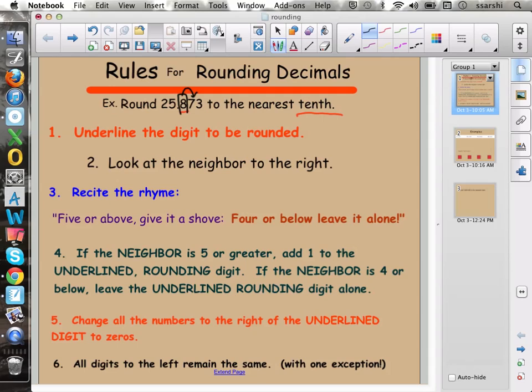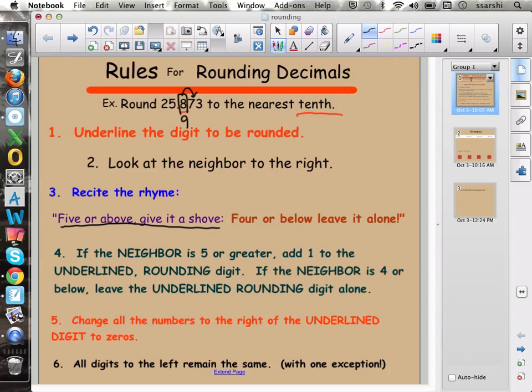Number 3, recite the rhyme. 5 or above, give it a shove. 4 below, leave it alone. Well, I look at the neighbor to the right of the 8, it's a 7. So indeed, it's 5 or above, I give a shove. Number 4, if the neighbor is 5 or greater, which is the case, we add 1 to the underlined rounding digit. So that would be the 8. Since the 7 is greater than 5, we would change the 8 to a 9 by adding 1 to it. If the neighbor had been 4 below, we would have left that underlined digit alone.